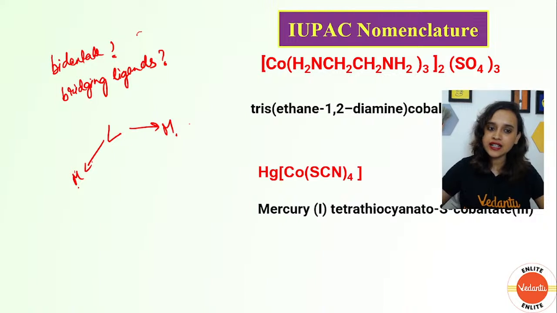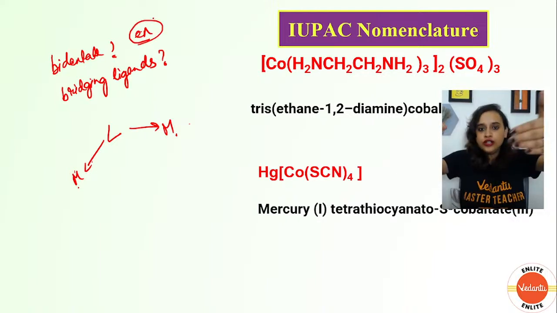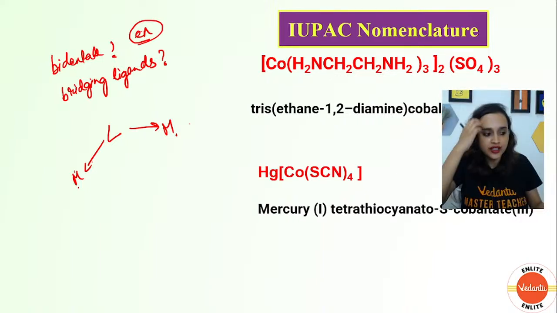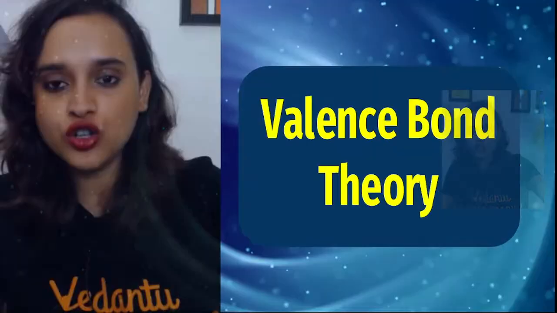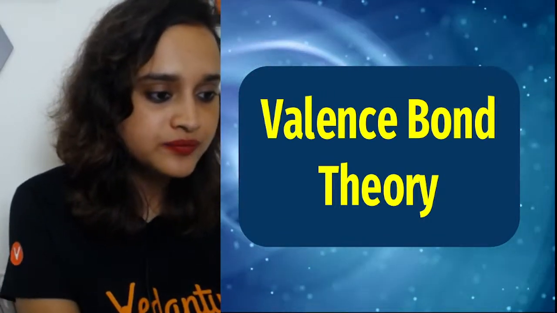But bidentate is your ethylene diamine. EN is your bidentate, where from two sides it is coordinating with one metal. But here there are two metals and one ligand. Got it? Is this clear, everybody? Now, shall we go to valence bond theory?